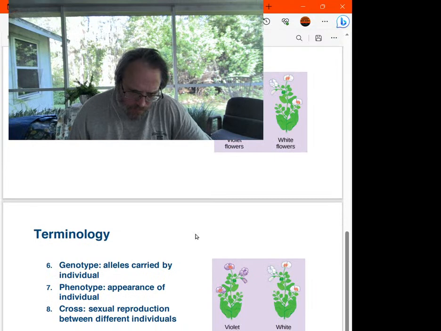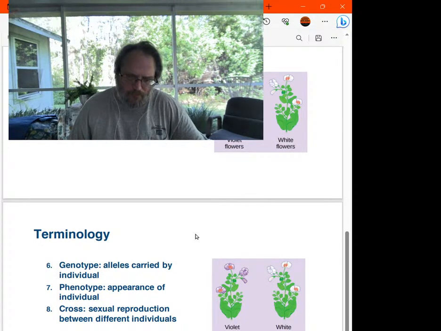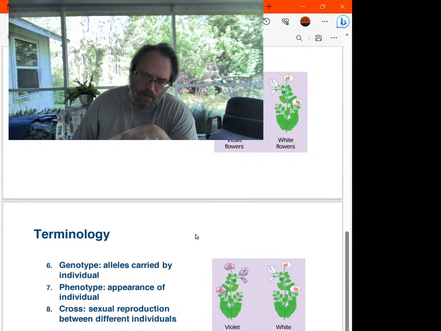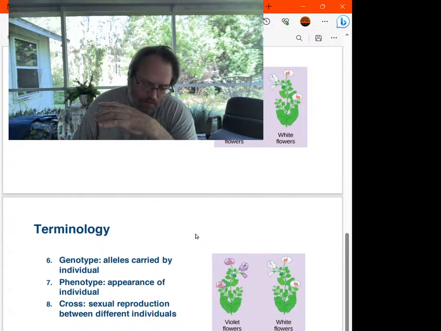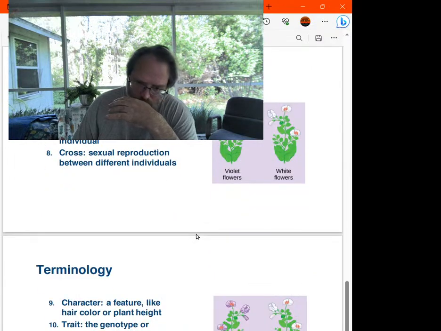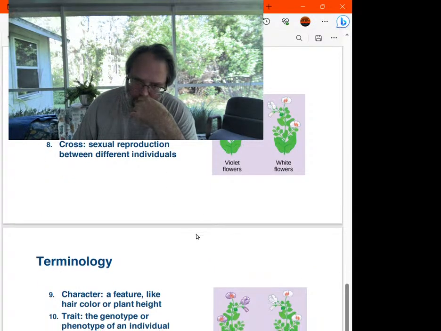A dominant allele is always expressed when it's present, and it's shown by a capital letter. So big R, big G, or big N. A recessive allele is always masked when a dominant allele is present, and we show recessive alleles with lowercase letters, little r, little g, little n. A genotype is the alleles carried by an individual, or its genetic makeup. The phenotype is the appearance of an individual, and a cross is sexual reproduction between different individuals.